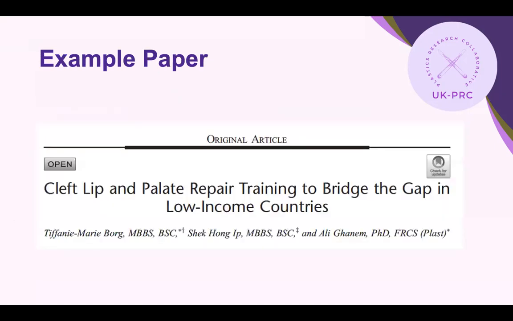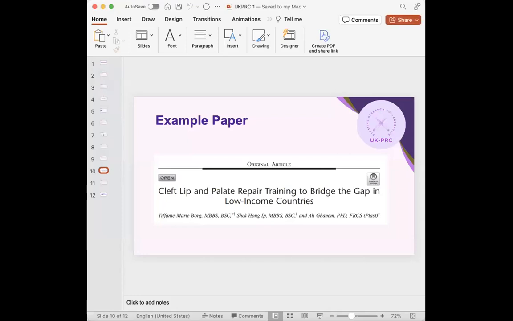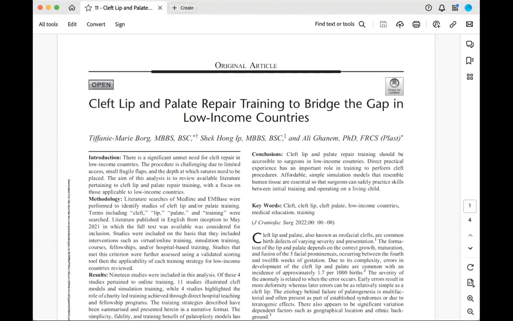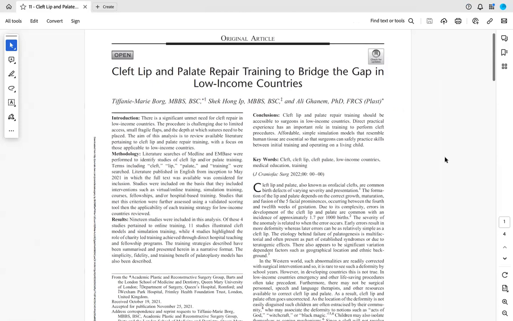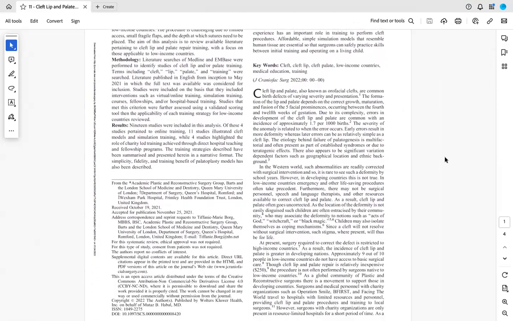So let's talk about an example paper. So here's our example paper. So we've already gone into a little bit of detail about our abstract. The introduction is relatively simple. So just a brief overview of the background for cleft lip and palate.